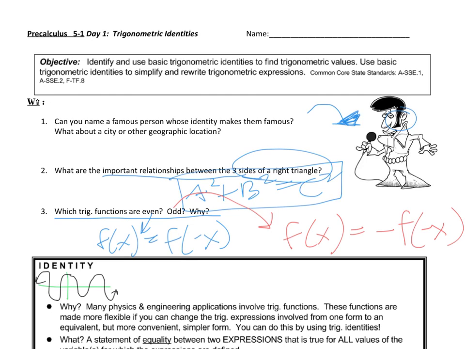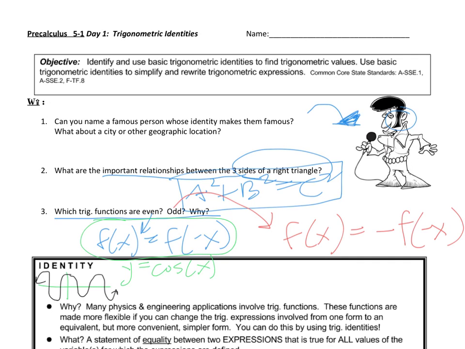So I've drawn the cosine function. What we want to do here is identify which of the 6 trig functions are even. If we look at cosine, this graph, we can see that cosine is reflective over the y-axis. So that means this property would be true. If I put in pi over 2 and the opposite, negative pi over 2, the cosine ratio would be the same. So cosine is an even function.